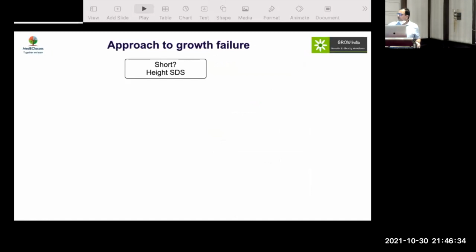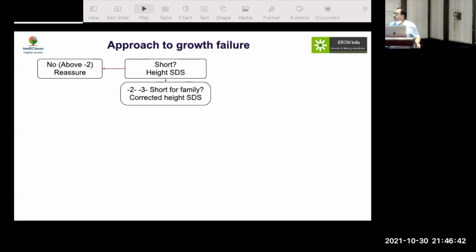First question, is the child short? Height SDS more than -2, observe, nothing to be done. Height SDS between -2 to -3. Now, we have kept a thing, if it is less than -3, very significant, evaluate. -2 to -3, look for familial short stature. Is the child short for the family? No. That means it's familial, nothing to worry.